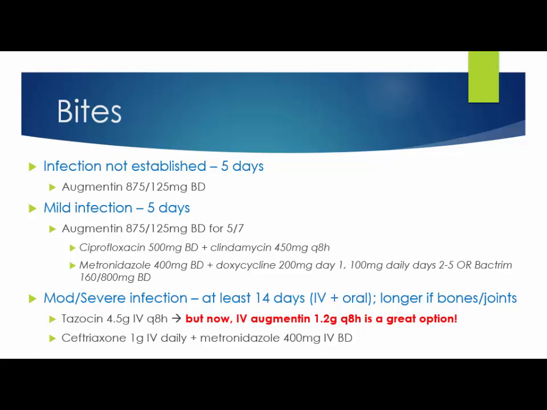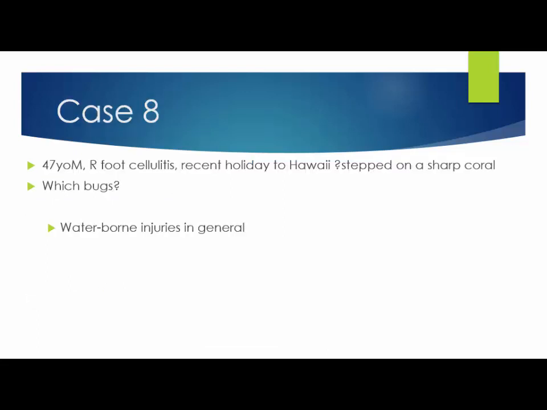You don't really need pseudomonal cover in these. It's not a common pathogen with bites. So IV augmentin's fine. Usually you can get away with ceftriaxone and metronidazole as well, but augmentin probably has slightly better Pasteurella cover. So next case, 47-year-old guy.